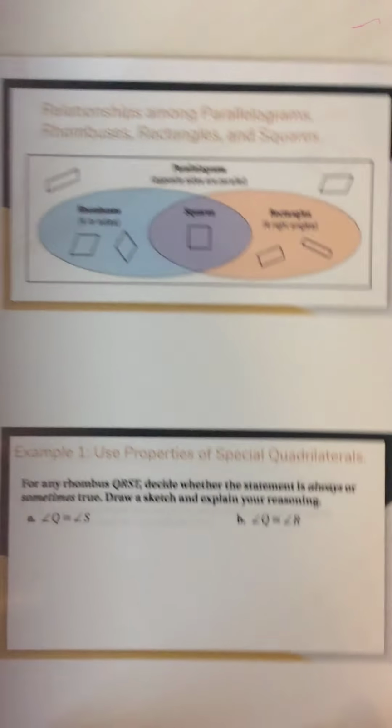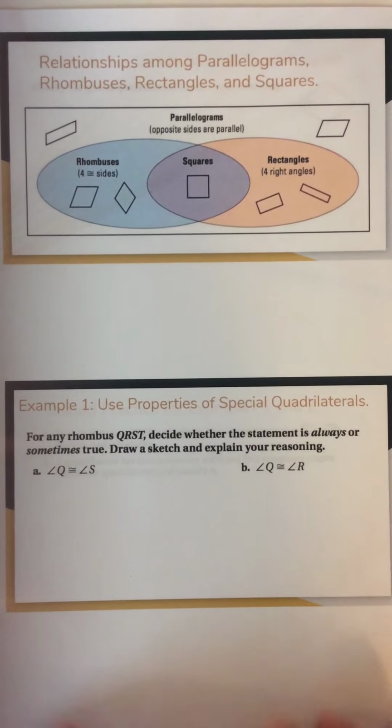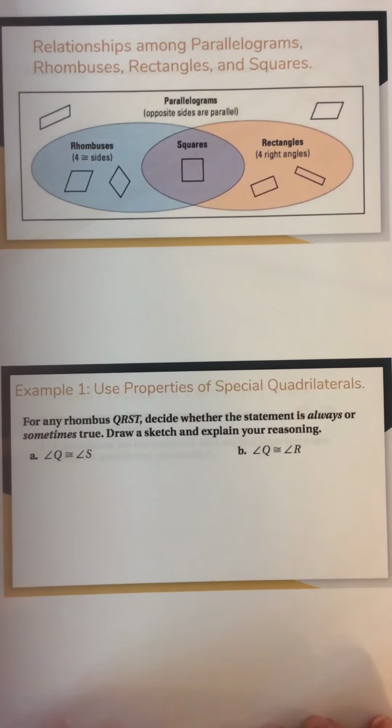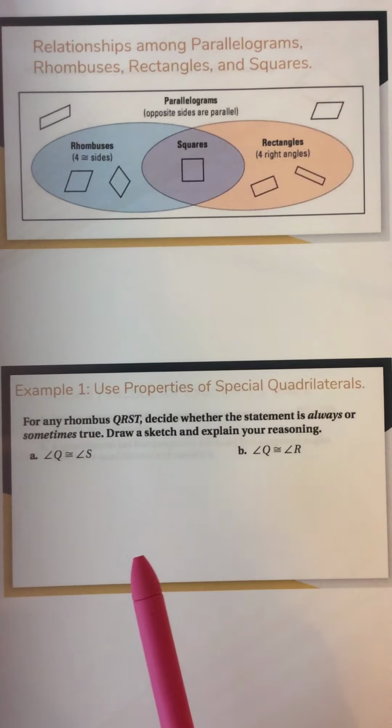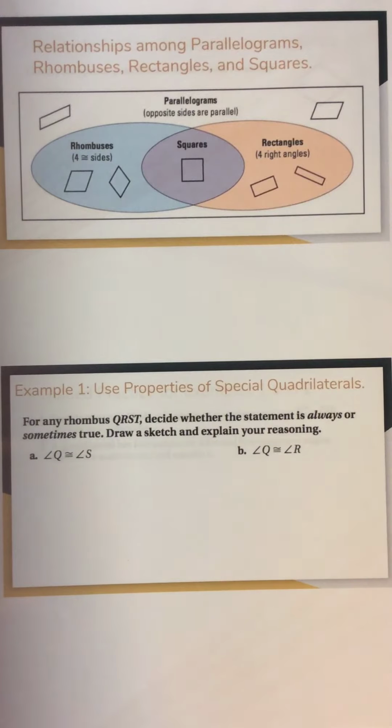Again, hopefully you guys paused the video and wrote some of those down so you have them where you can see them and use them for these problems. For any rhombus QRST, decide whether the statement is always or sometimes true. Draw a sketch and explain your reasoning.